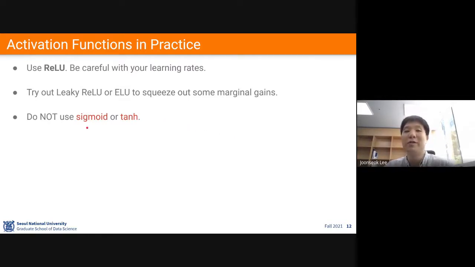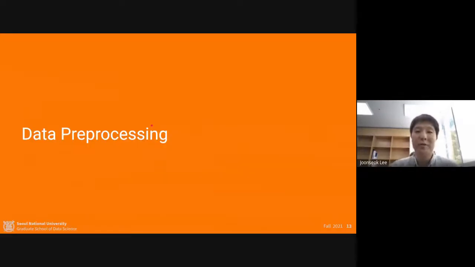But this is most important. Do not use sigmoid or hyperbolic tangents. These are not really efficient, and they are rarely used in modern neural networks. So yeah, we have talked about the activation functions, and let's move on to data preprocessing.